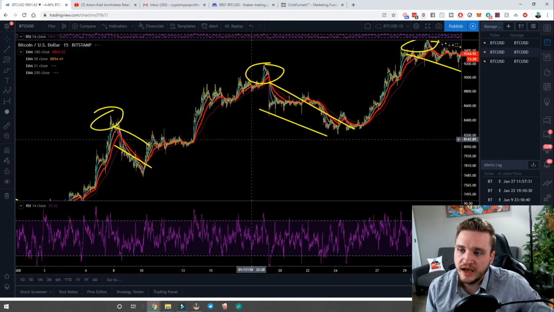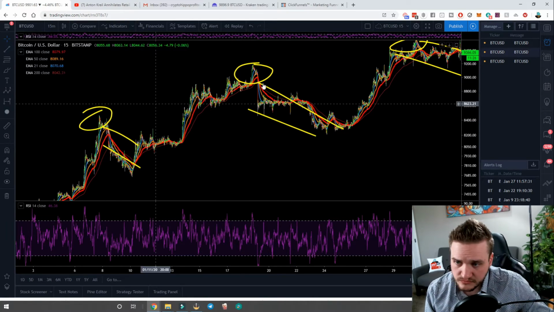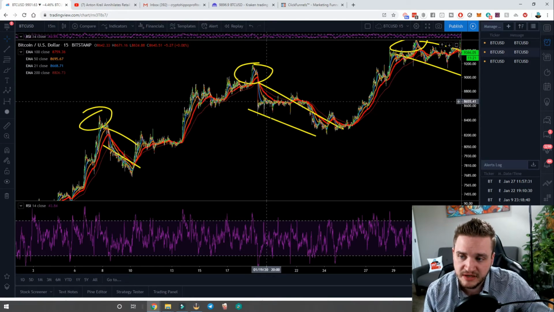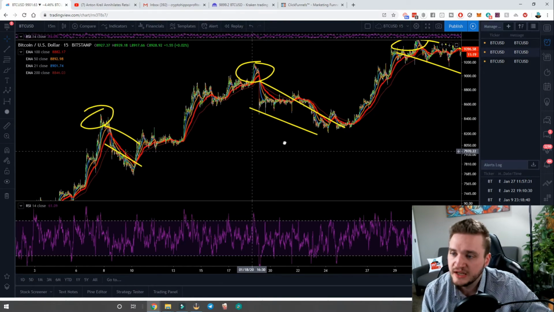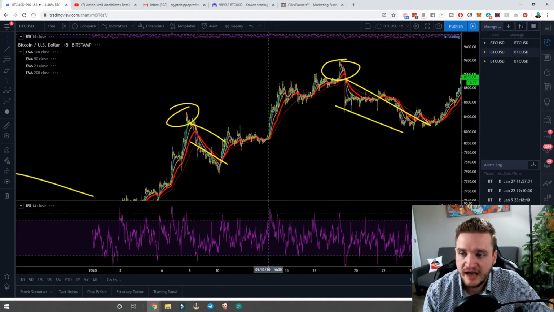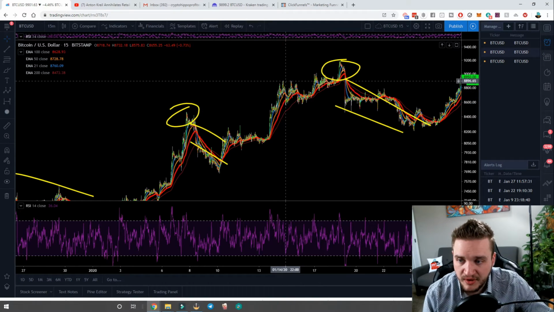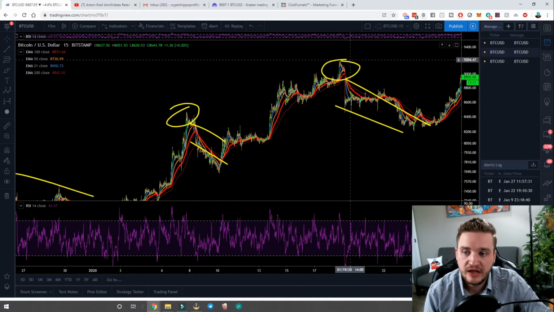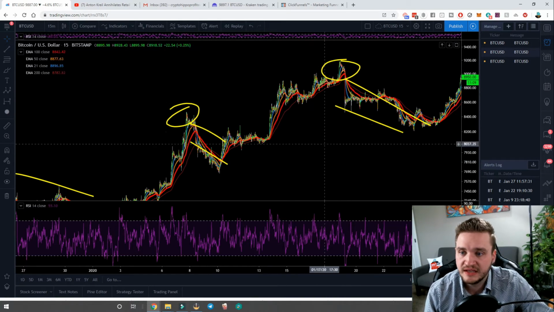So I look at the structure here. I say, you know what? It looks like three waves. I'm going to measure out the fib retracement on it, measure out the fib extension. I'm going to look at my RSI. I'm going to figure out where the third wave and the fifth waves are inside of these structures here, make sure that it all matches out. And I have five waves and everything.